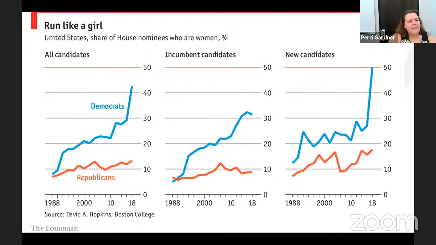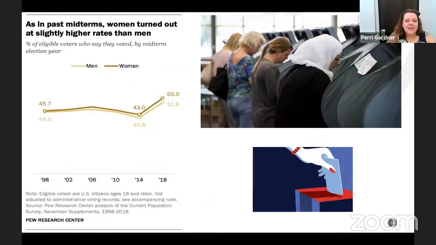So not even quite parity there with their level in the population. So there's still more to be done in encouraging women to run for office. And also, as you see here, there might be some partisan difference in the ability of the parties to recruit women to office. This is just demonstrating for you here that turnout issue that I was talking about.